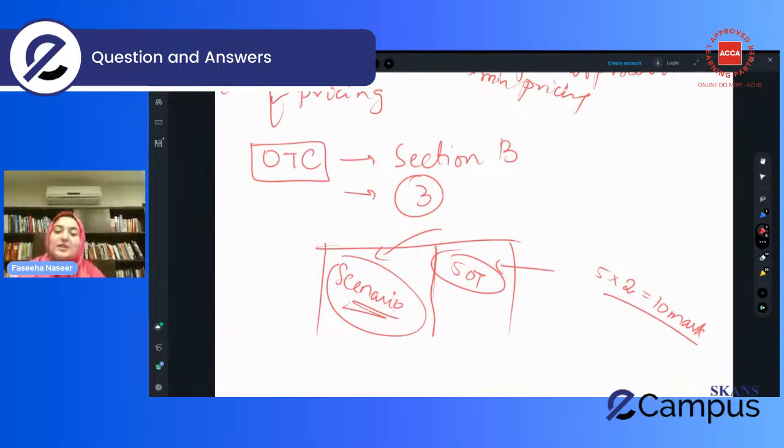However, all these 5 OTs or objective questions which are linked to this one particular scenario will not be dependent on each other. I mean, the answer of one OT question of an OT case will not be used in the next question or in the next calculation. So they will be independent questions, but they all will belong to one particular scenario. All right. I hope this clarifies the concept of OT case questions for you.